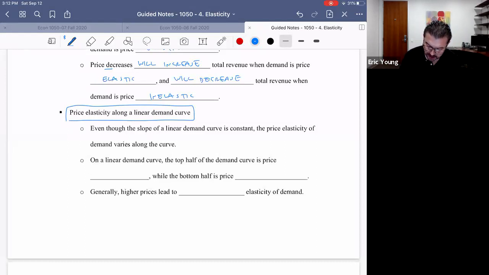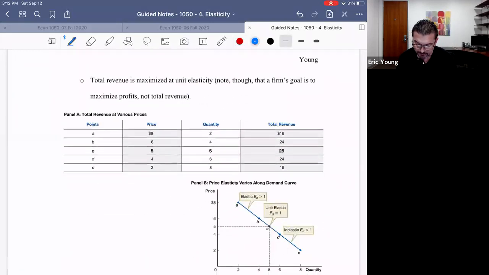So again, even though the slope of a linear demand curve is constant, the price elasticity will vary. On a linear demand curve, what we believe and what we can show mathematically is that the top half of the demand curve is elastic, while the bottom half is inelastic. And we can conclude that generally higher prices will lead to higher elasticity of demand. You can take a look and see it right here.